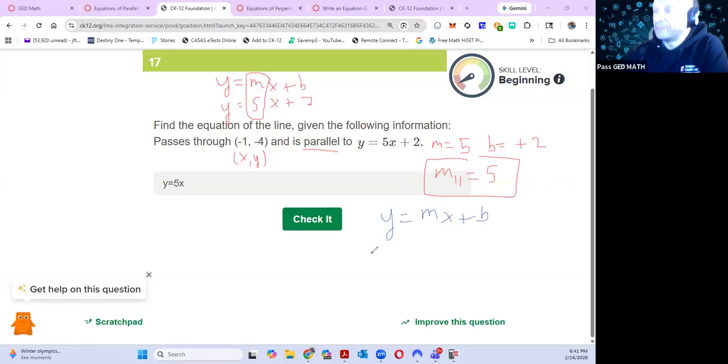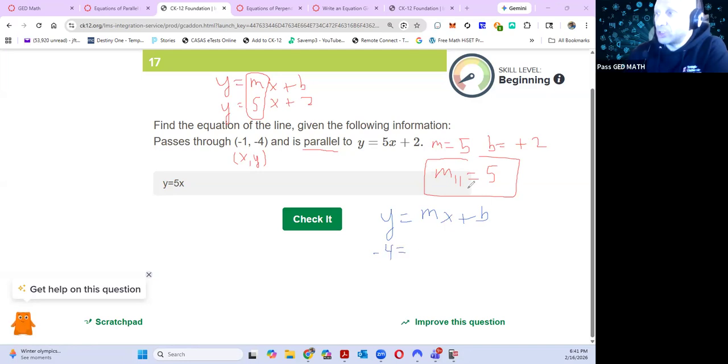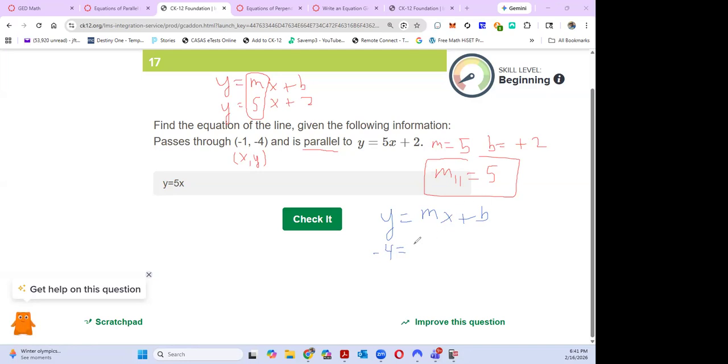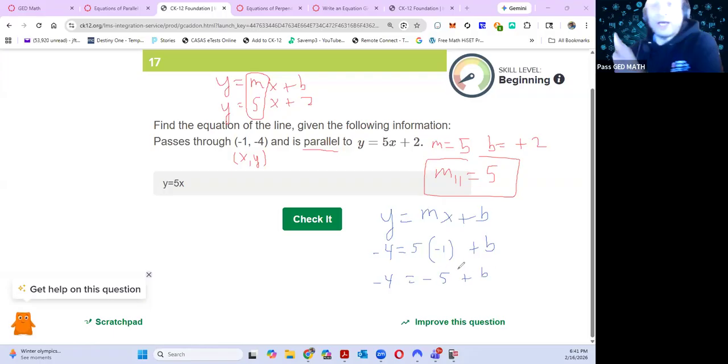So y equal mx plus b. What's our y? What's my y? I'm sorry. It's -4. What's the slope of the parallel line? 5. What's our x? -1. Plus b. We got to simplify. So -4 equal -5 plus b, because a negative and a positive make a negative. So 5 times -1 is a -5. Everybody understand that?